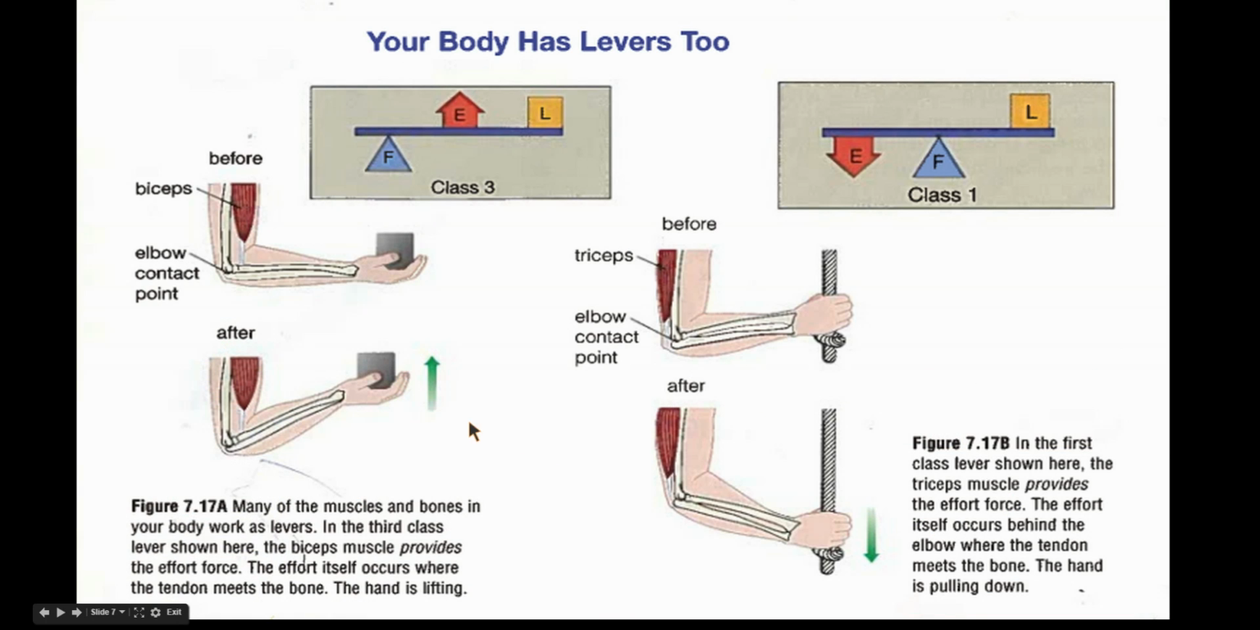Now your body has levers too. We have 2 different examples here. Many of the muscles and bones in your body work as levers. In the third class lever shown here, the bicep muscle provides the effort force. The effort occurs where the tendon meets the bone, this little white part right here. And the hand is lifting a load up. So that's a third class lever.